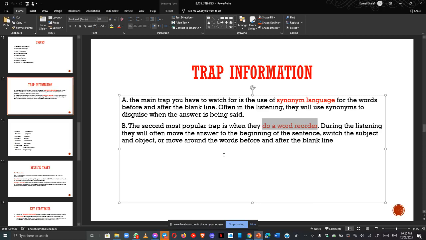So keep an eye on the keywords, but also keep an eye on how the examiners will reorder the sentence and use a different sentence structure. During the listening, they will often move the answer to the beginning of the sentence, maybe to the end, maybe far away from the blank line, and so on. Switch the subject and object or move around the words before and after the blank line. Let's move to the second one.